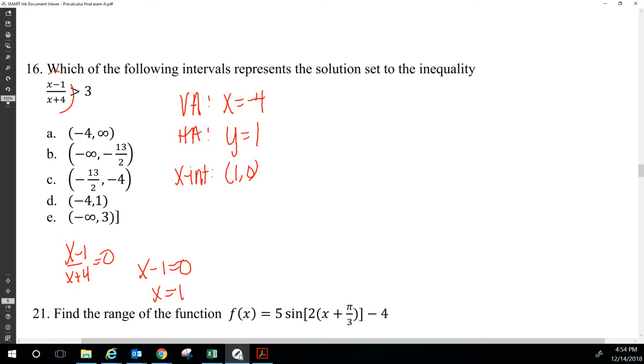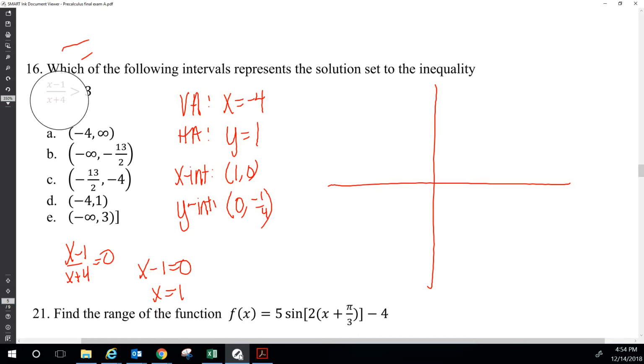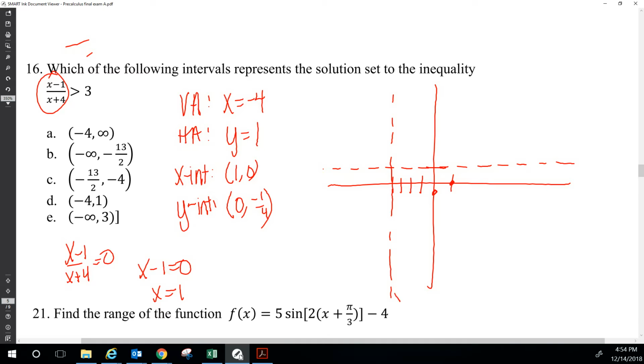All right, to find my y-intercept, we're going to plug in 0 for x. So we know x is 0 at the y-intercept. Plugging in 0 for x, those guys go away and I get -1/4. All right, let's see if we have enough to graph just the left-hand side of this equation over here. Vertical asymptote at -4, horizontal asymptote at 1. And we know I've got a point at (1, 0), and down here.